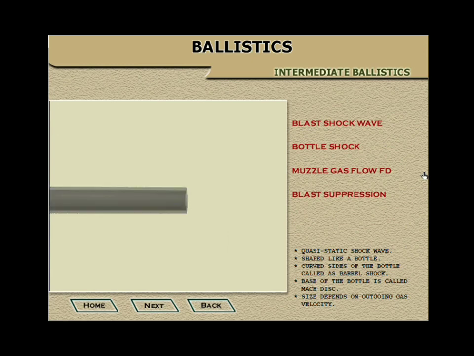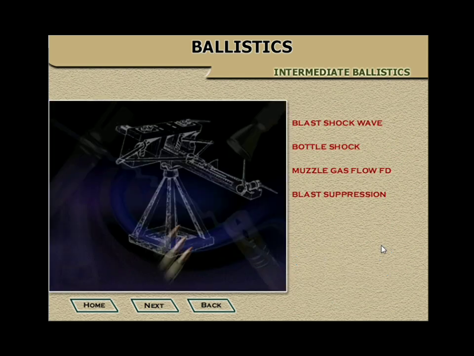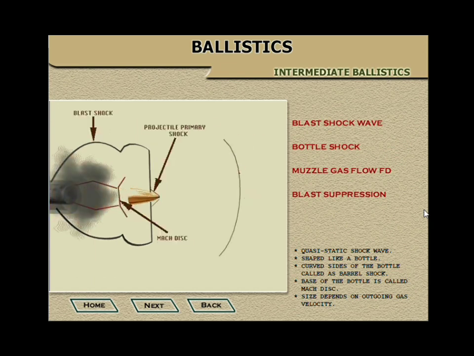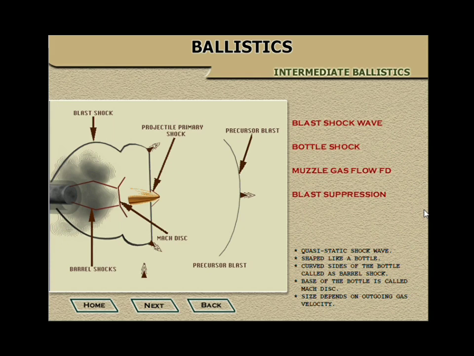The incoming shock wave operates towards the muzzle and against the gas flow and forms a quasi-static shock wave called bottle shock. The curved sides of this wave is known as barrel shock, and the flat base is called the Mach disc. The size of the bottle shock varies as per outflowing gas velocity, and with fall of pressure, the shock disappears into the barrel.